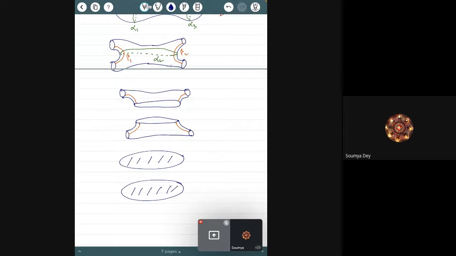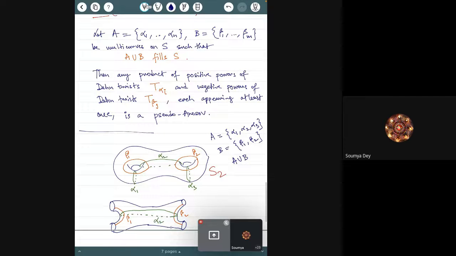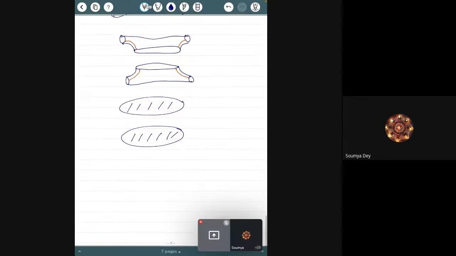Perfect. So we have proved that this collection, this A and B, together fill our surface S2. Yeah, we are convinced now. So now this theorem is telling us that if you consider any product of Dehn twists, let me write down the twists here.